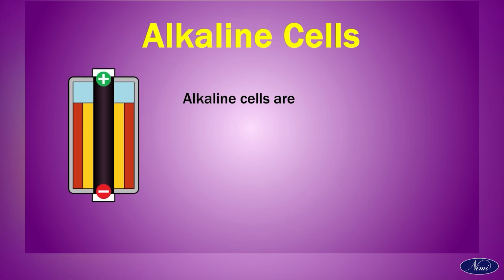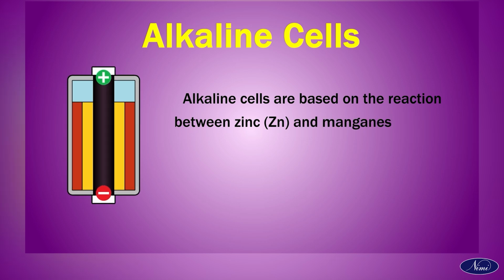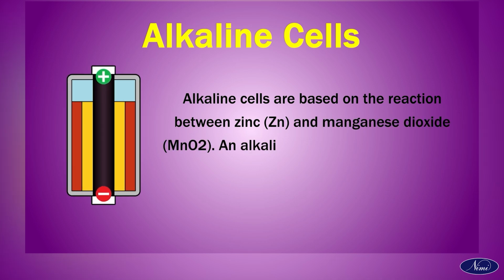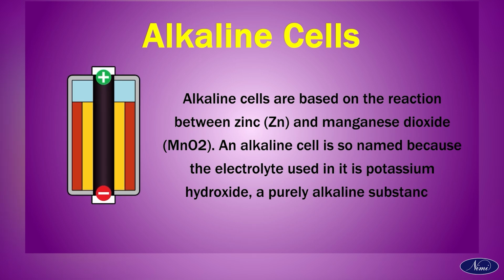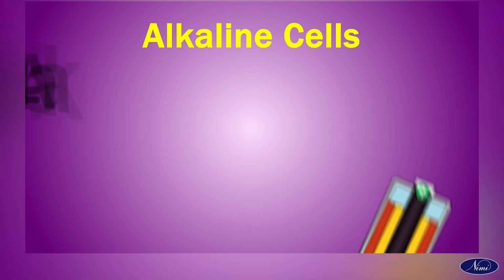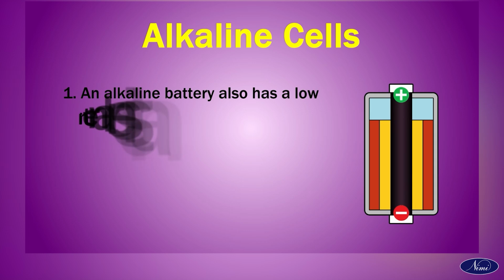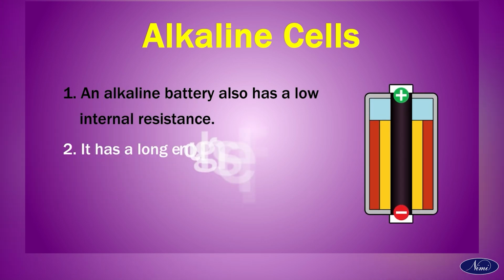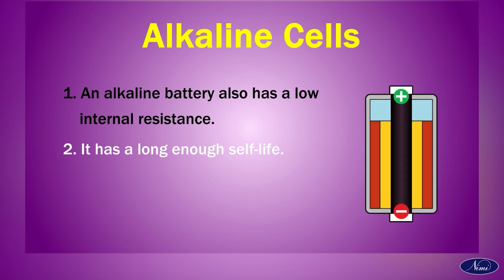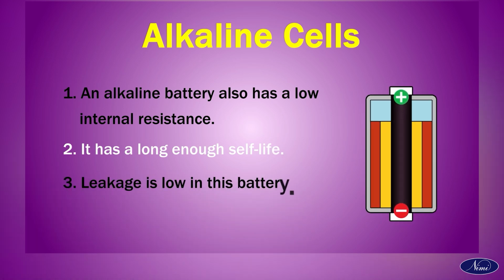Alkali cells. Alkaline cells are based on the reaction between zinc and manganese dioxide. An alkaline cell is so named because the electrolyte used in it is potassium hydroxide, a purely alkaline substance. An alkaline battery also has a low internal resistance. It has a long enough shelf life. Leakage is low in this battery.